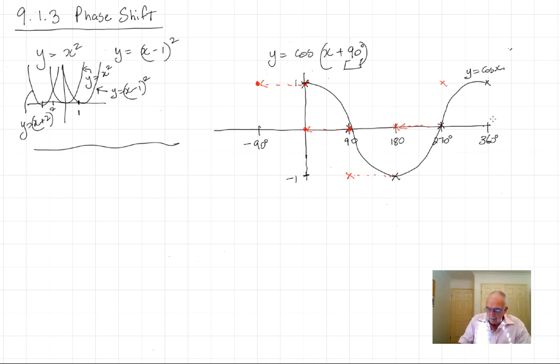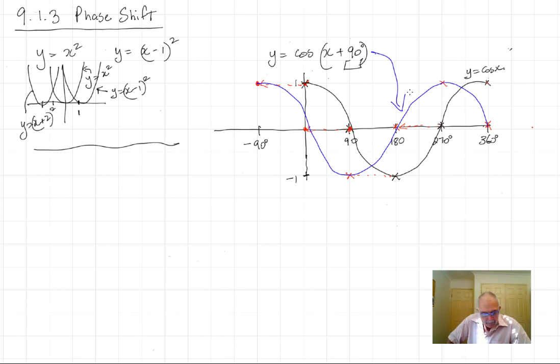Now we should do this one here as well. Where would that go? That would actually come back down and be down there at 90 degrees plus that, which would be 450. So the graph would be back down there at 450, so that's got to move back to there. And then we can connect all those. It's all dot to dot. And that is the graph of y equals cos of (x plus 90).